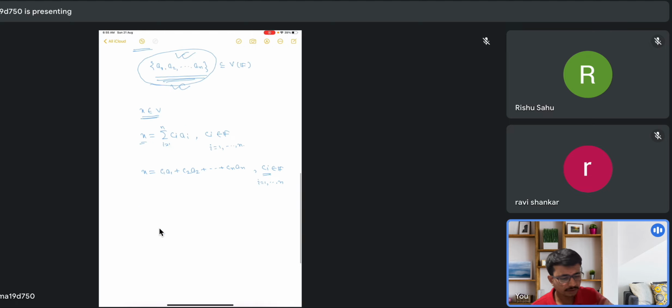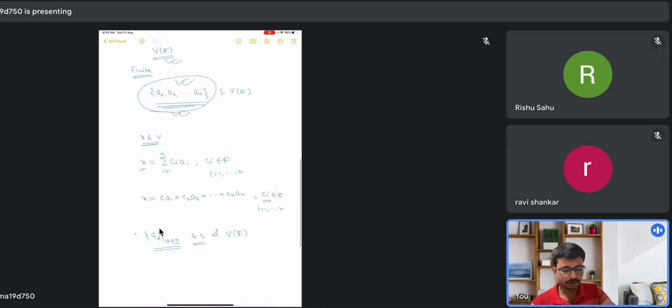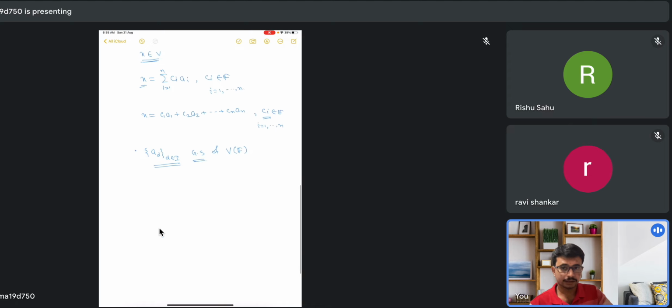Yeah, for an infinite set it's also the same. Suppose you have this collection. When will we say that this is a generating set of some vector space? Take this one also. When will we say that this is a generating set of V? Here it was finite sets. Okay, this is an infinite set. When will we say that this is a generating set of some vector space V over field F?